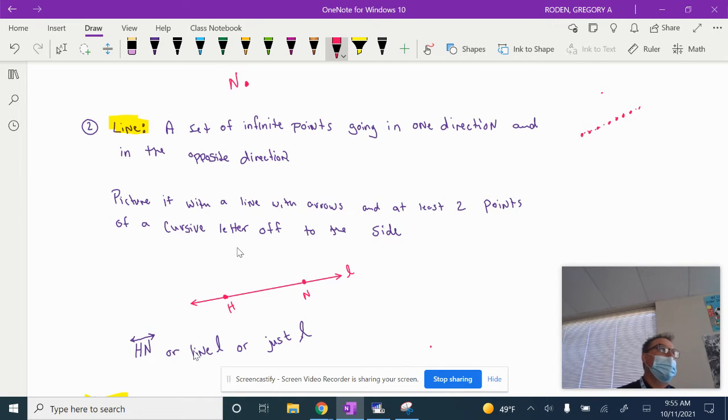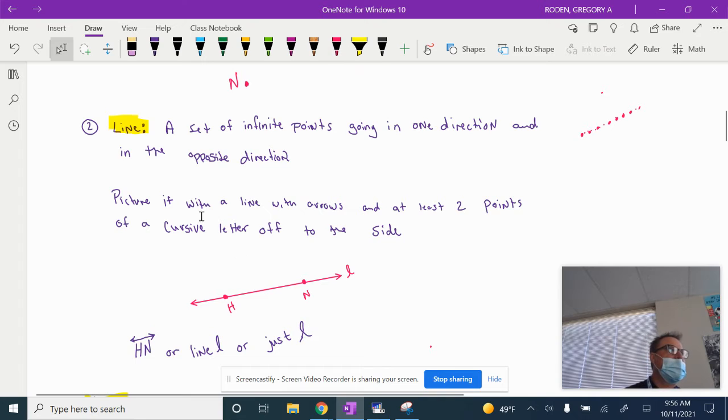Or we can name a line with a cursive letter off to the side. This is a cursive L. Everyone, okay, cursive L. So we can just say this figure right here, we could call it line HN. We could call it line L, or we can just call it L. If you have a cursive lowercase letter, that's an assumption that it's an entire line. Do you guys understand that?